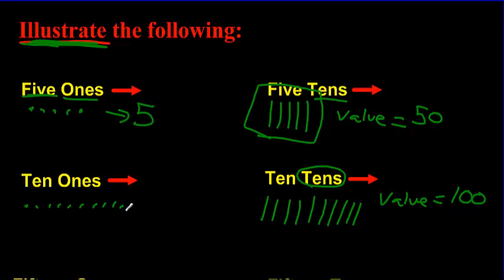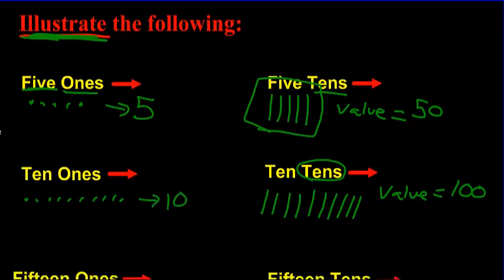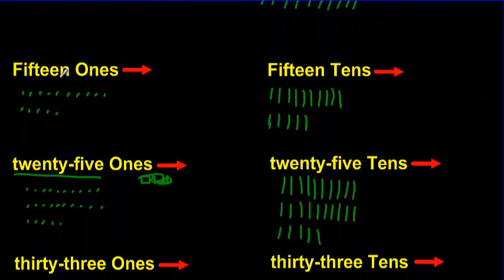How about 10 ones? What's the value of 10 ones? If you said 10, good job. Let's move on. How about 15 ones? What's the value of 15 ones? Again, count all these little ones. You got 15 of them. So the value is 15.